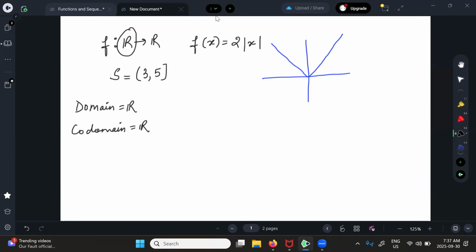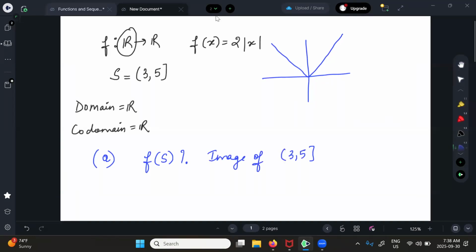Part A of this activity is asking me, this is just the question, I did not solve anything so far, I just wrote the domain and codomain. Part A is asking me F of S. Immediately know that this is asking me the image of the set under the function F.